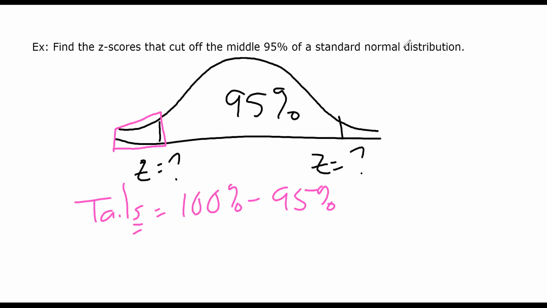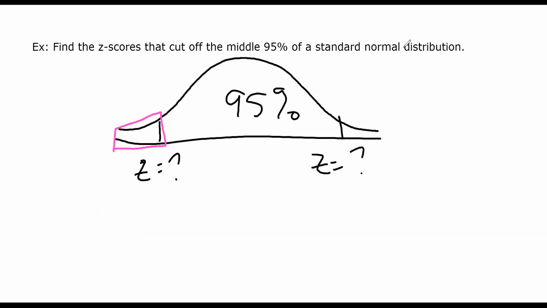For example, what if the middle area were 80%? Then the left tail would be how much? 10%. Because if the middle is 80%, then the two tails make up the other 20%, half of which, of course, is 10%. But in this problem, this left area is 2.5%. But we need to think of that as a 4-digit decimal. So move the decimal in 2.5% two places to the left, get 0.025. And we need a 4-digit decimal, so add a 0.